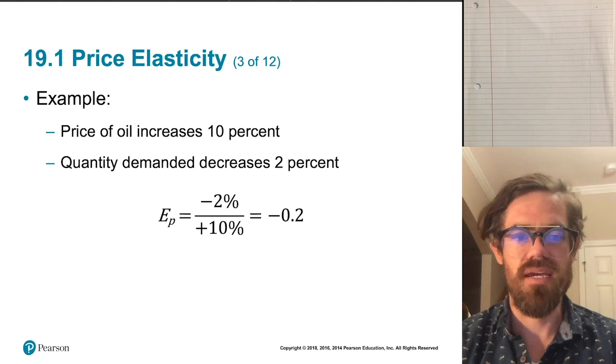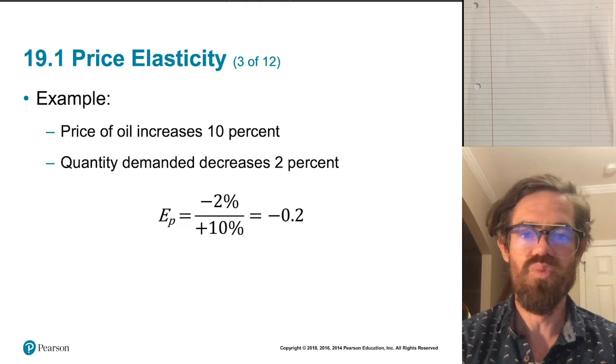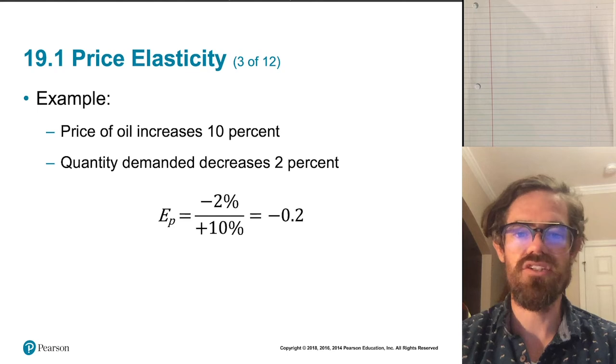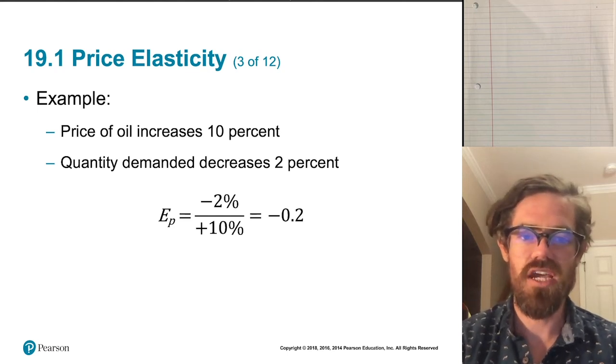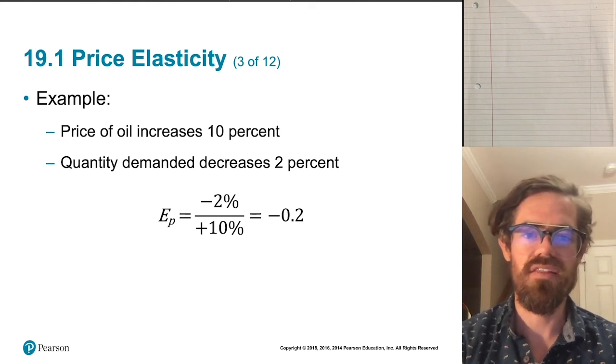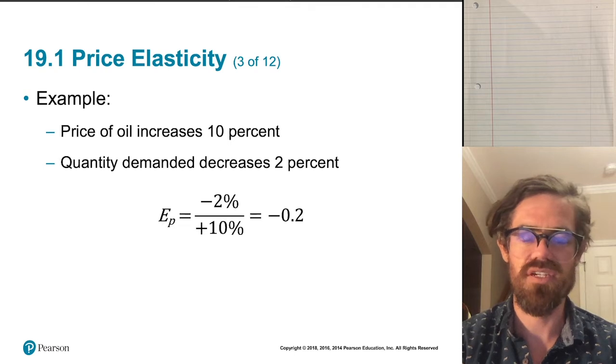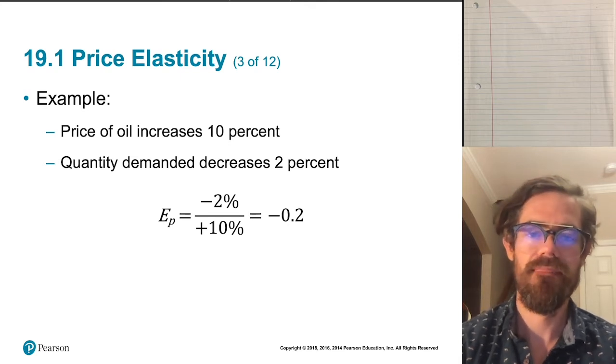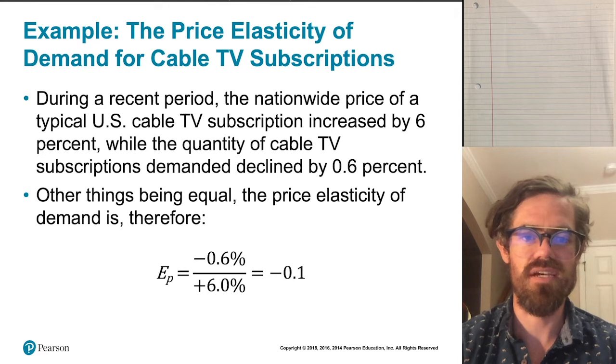So for a numerical example, suppose that the price of oil increases by 10%. What is the response in terms of quantity demanded? Well, quantity demanded decreases by 2%. So if we wanted to use these changes to calculate price elasticity of demand, we'd simply take the change in quantity demanded as a percent, -2, since it's a decrease, and divide that by the change in price, positive 10%. And that gives us an elasticity of demand measure of -0.2. Okay. So there's a numerical example.